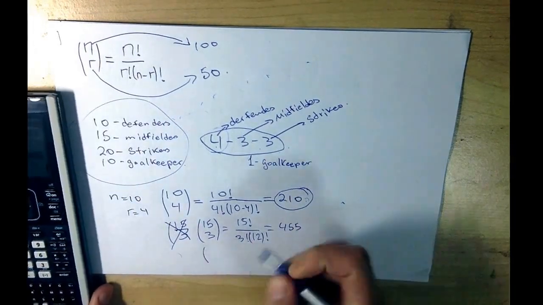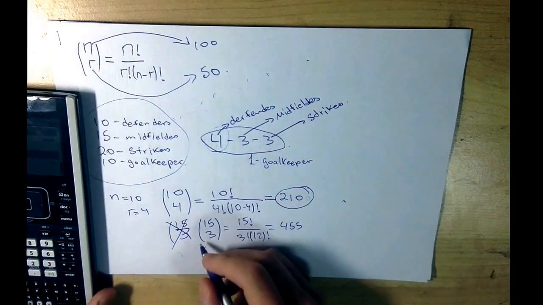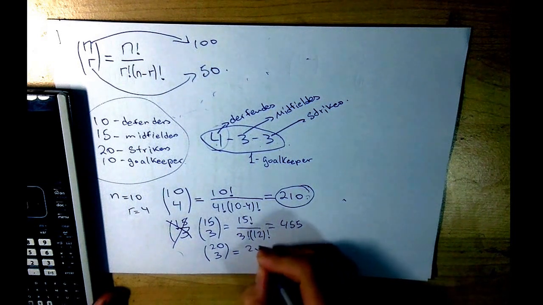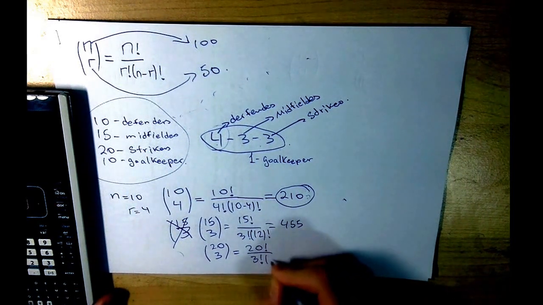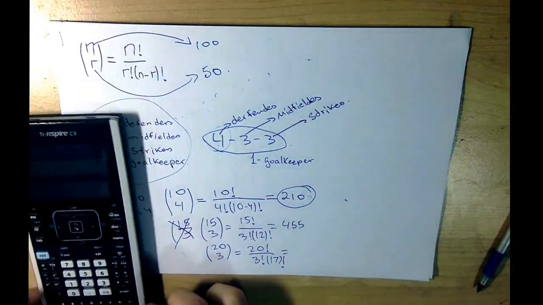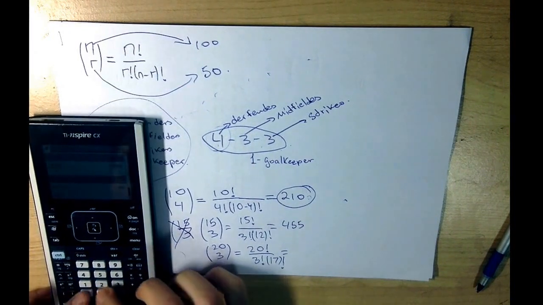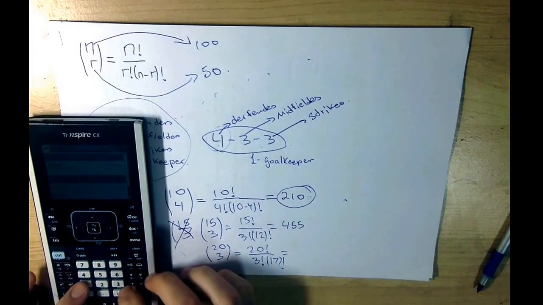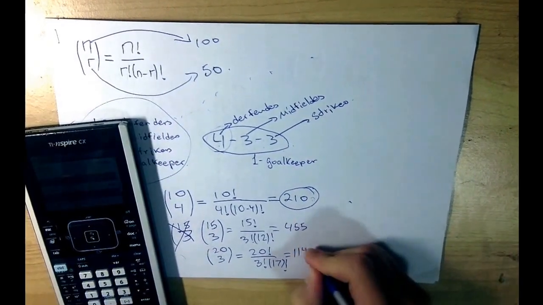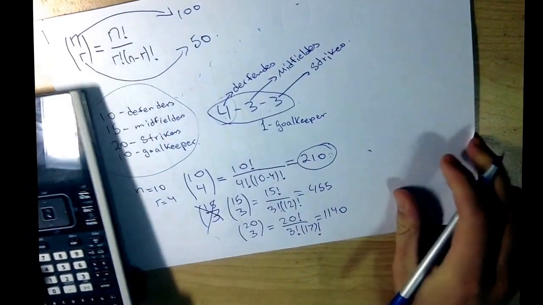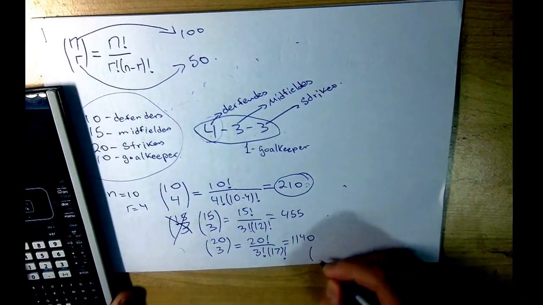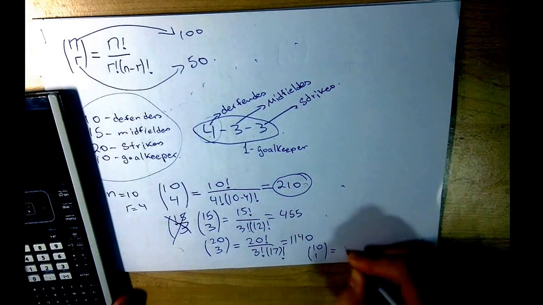And then we have to choose 3 strikers out of 20. So we just do 20 factorial over 3 factorial times 17 factorial, and we get nCr, 20 out of 3. And then finally the number of ways we can choose a goalkeeper is 10 choose 1, which equals 10.